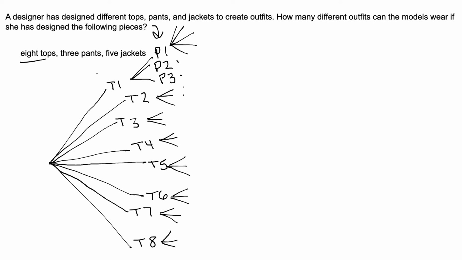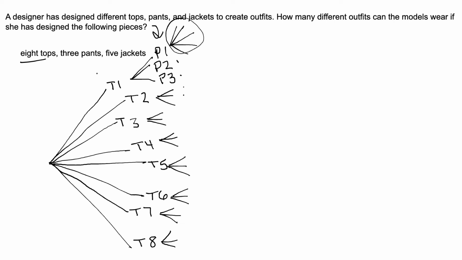So instead of writing out all of these branches, I know that there's a pattern. So I can just count the number of pant branches that I have, which is 24, and then multiply 24 by 5 because I know each set of pants is going to have 5 different options for jackets.